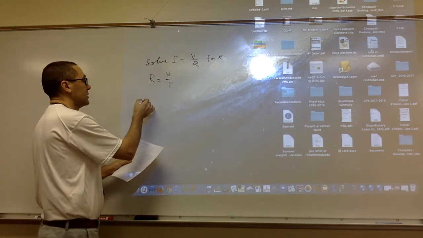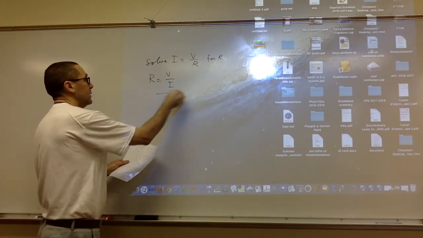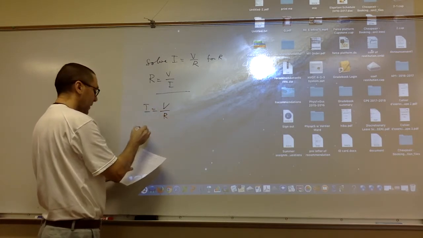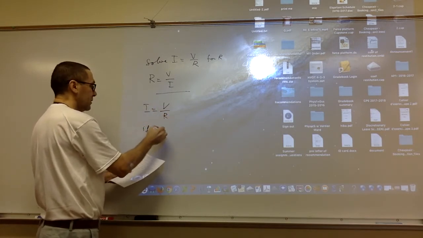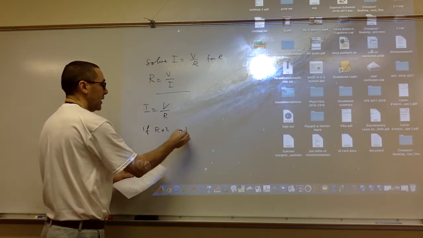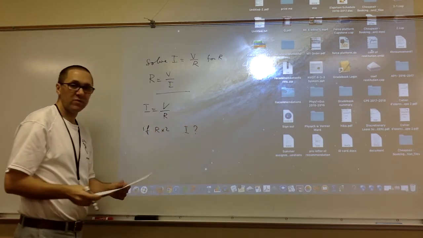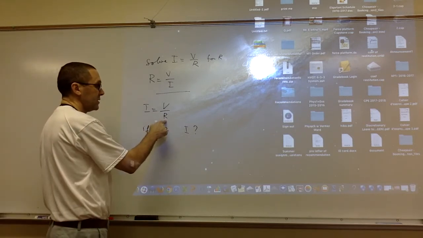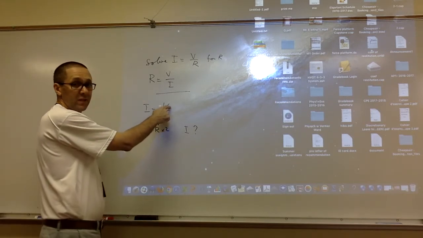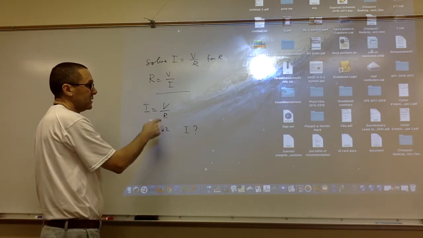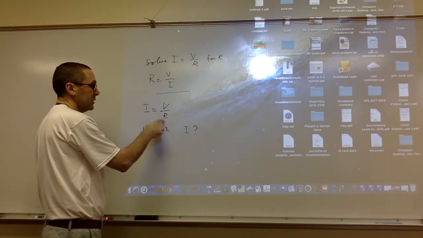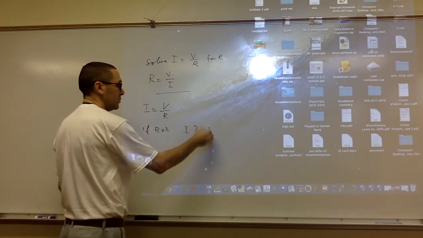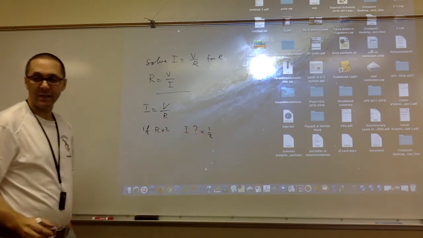Now, a couple questions. I'm going to have this equation again, I equals v over r. What happens if r doubles? What happens to I? In other words, by what factor does it increase or decrease? Well, if r increases, and obviously I'm keeping v constant, if r is doubled, I has to go down. How much does it go down by? It goes down by half. So in other words, I is half as much.